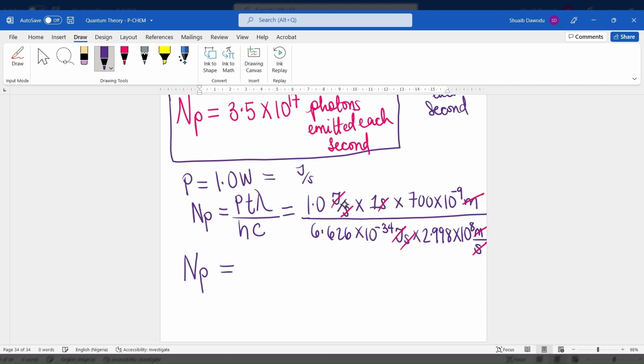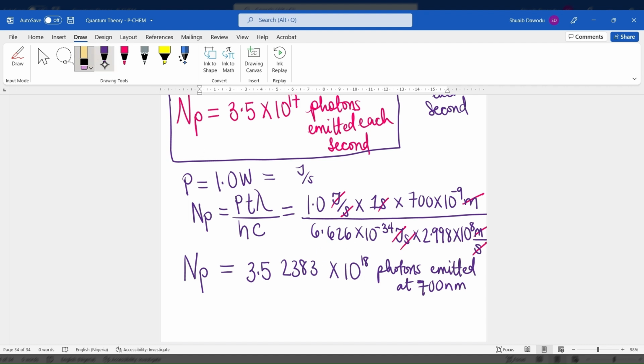So now we're just going to substitute the numerator and denominator in the calculator. 1.0 times 1 times 700 times 10 to the power of negative 9 divided by 6.626 times 10 to the power of negative 34 times 2.998 times 10 to the power of 8. When you input all of that information in the calculator, you end up getting 3.52383 times 10 raised to the power of 18 photons, okay, emitted at 700 nanometers wavelength. That is basically what's going on here.